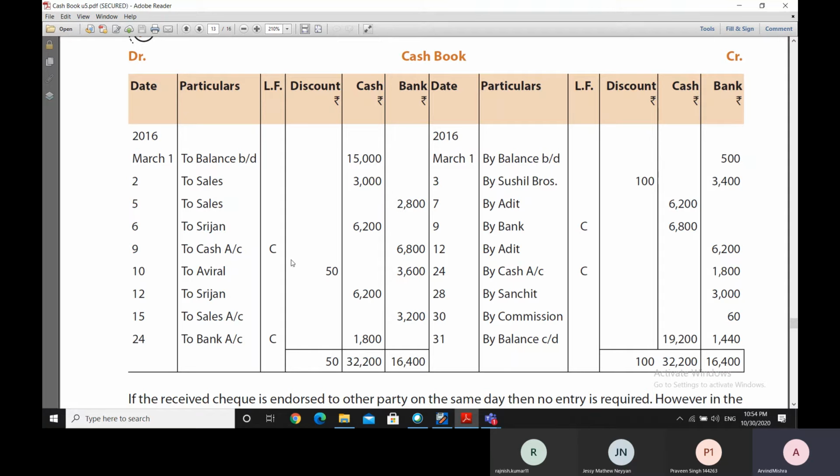And since it was coming from the cash account, the cash account has been credited, and the bank account is being debited. So there is a contra entry here, because when we take out the cash, we are writing 6,800 in the cash column, and when the 6,800 rupees is deposited in the bank, we are writing it in the bank column on the other side, and therefore there is a contra entry here.